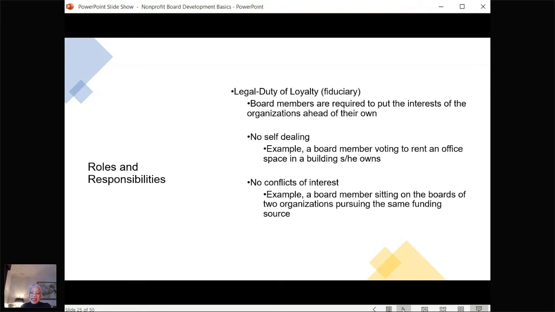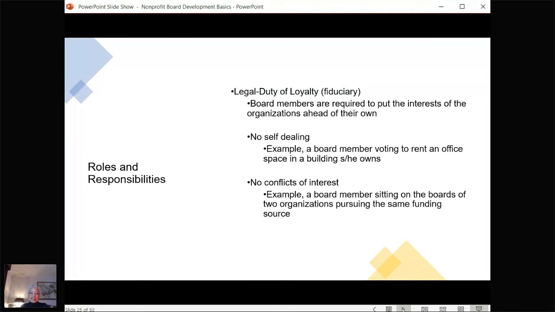So an example of self-dealing, not necessarily in the purest sense of the word, but in the sense of an organization that doesn't give out grants, would be a board member who votes to rent an office space, a space that he or she owns. Regardless of whether that person gives the space at a discount, it's still a conflict of interest, right? Because the board has to exercise responsibility and oversight over that contract. And if you're party to that contract and exercise oversight, that's a conflict.